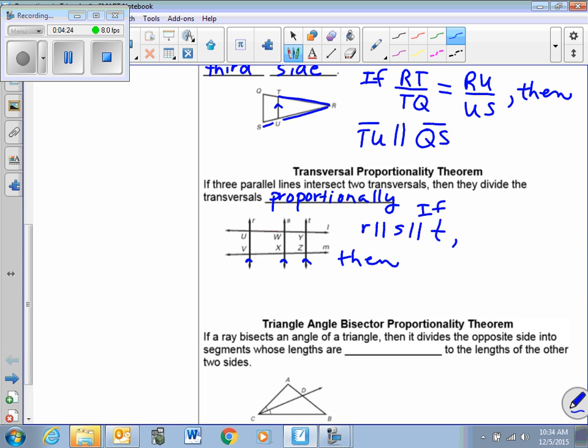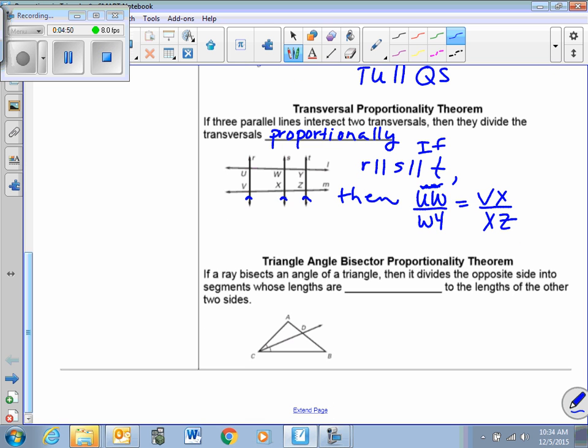So what this tells me is that UW is to WY as VX is to XT. That's what that theorem right there says to you. Sorry, I don't need that there, talking about lengths, scratch that out of your notes.